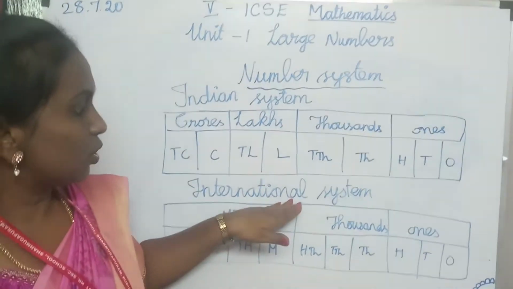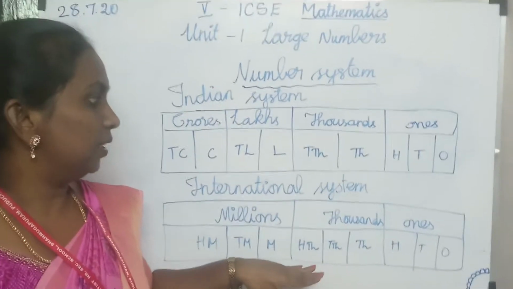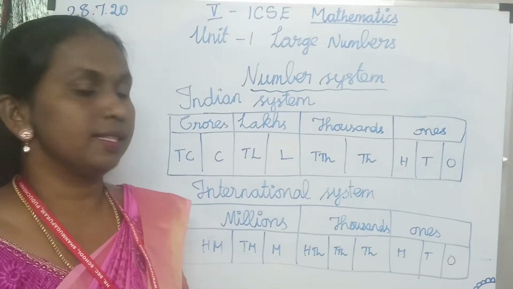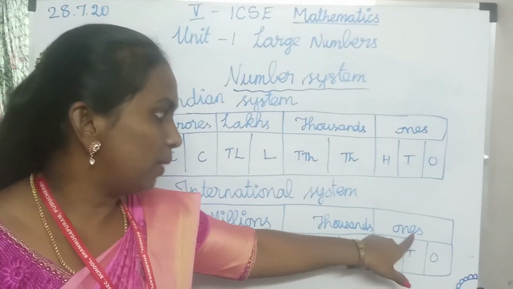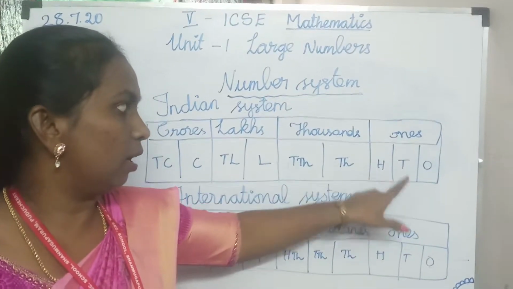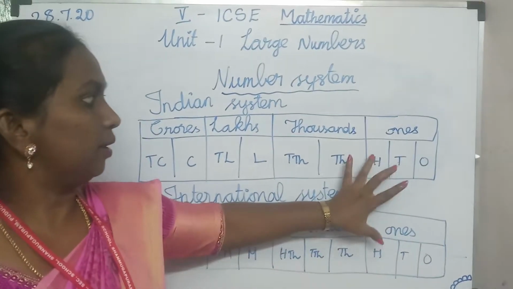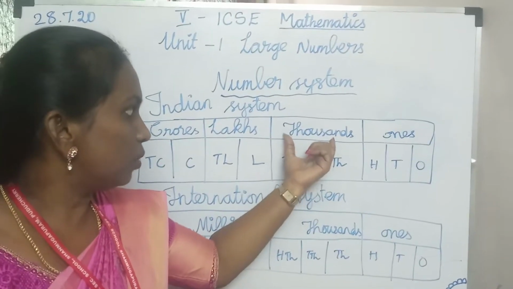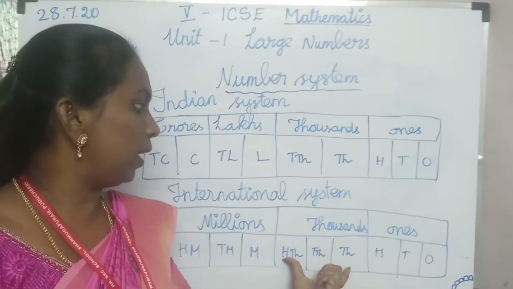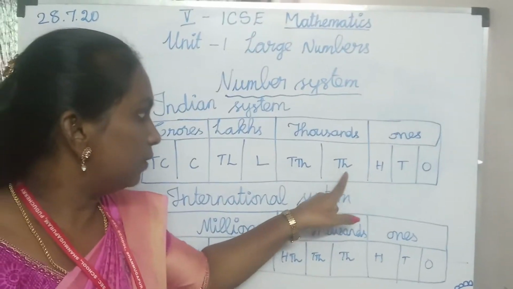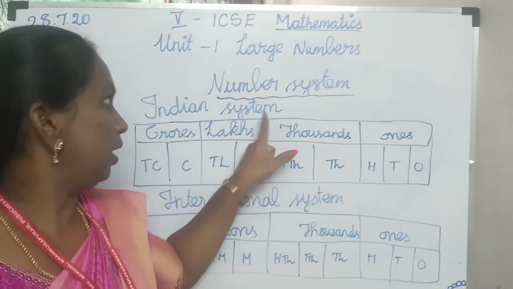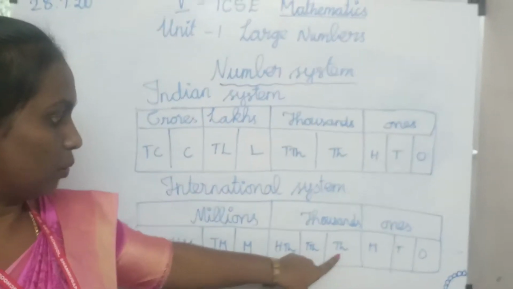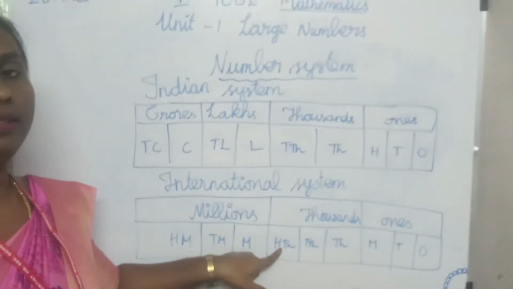Coming to the international system, we have 3 place values when we compare with this Indian system. See here children, ones place value, nothing changes here. Ones, tens, hundred. Here also ones, tens, hundred, nothing changes. Coming to the thousands place, we have 3 place values here. We have 1,000, 10,000 in the Indian system, but in the international system 1,000, 10,000, 100,000.